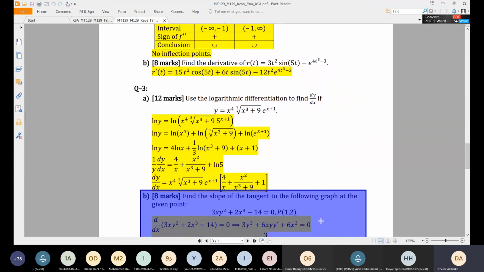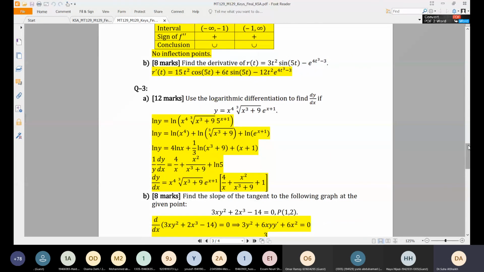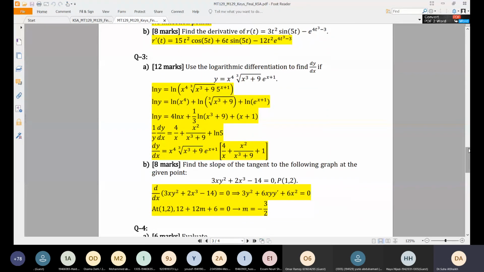Question 3, for example here, again they want dy by dx, and again it has multiplication. It's multiplication of 3 functions here. In this case we use the logarithm. We still didn't take this. We use the logarithm to differentiate, and this must come in the final. Logarithmic differentiation must come in the final.